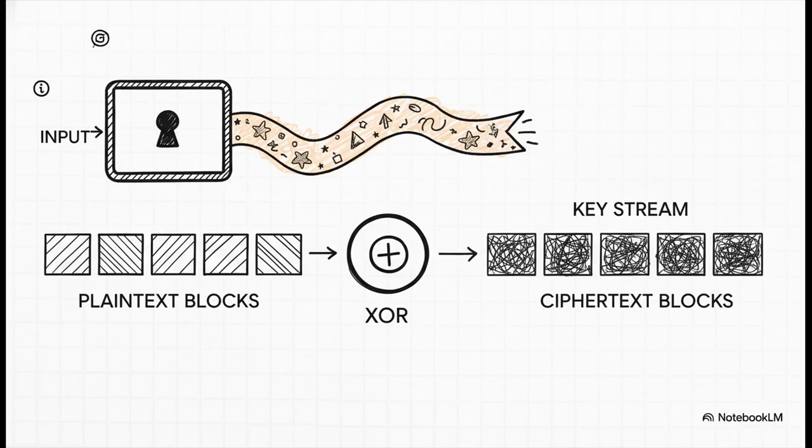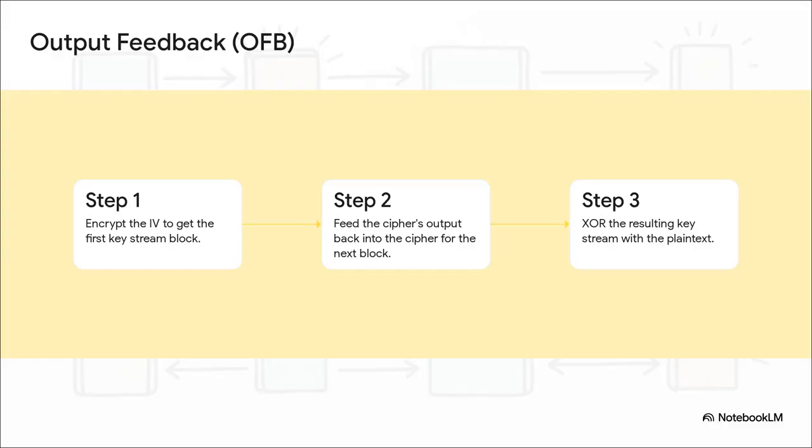And here's the really cool part. To decrypt, you do the exact same thing. You generate the exact same key stream and XOR it with the ciphertext. You never even have to use the block cipher's decryption function at all. So the first way to do this is called Output Feedback Mode, or OFB. You kickstart the process by encrypting the IV. That gives you your first chunk of the key stream. Now, here's the feedback trick. You take that output you just got, and you feed it right back into the machine as the input for the next round. You just keep feeding the cipher its own output over and over again to generate this long, random key stream that's completely independent of the message.